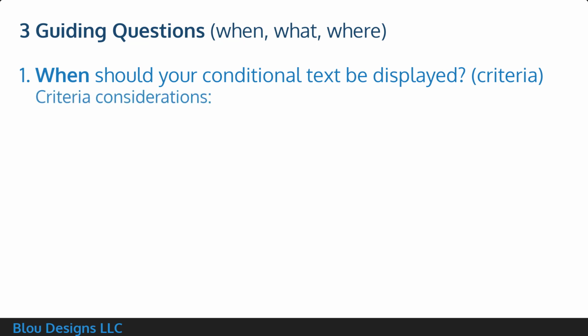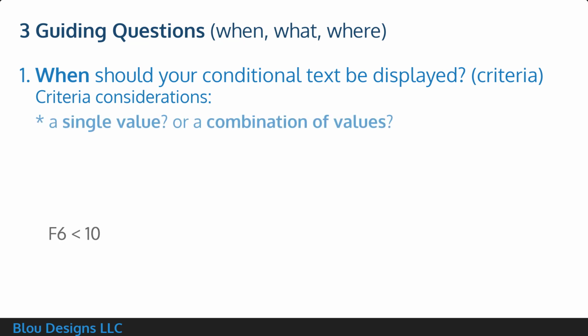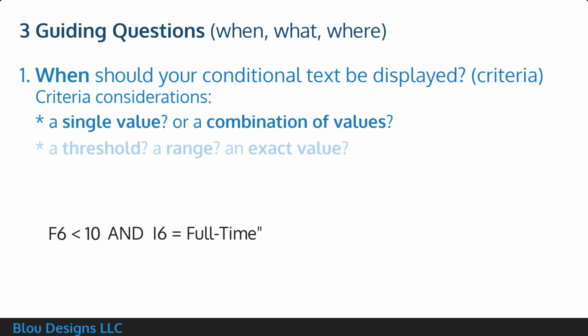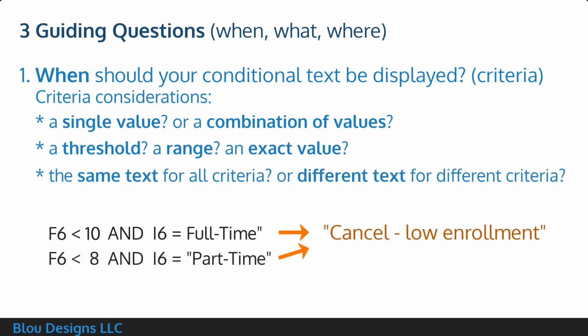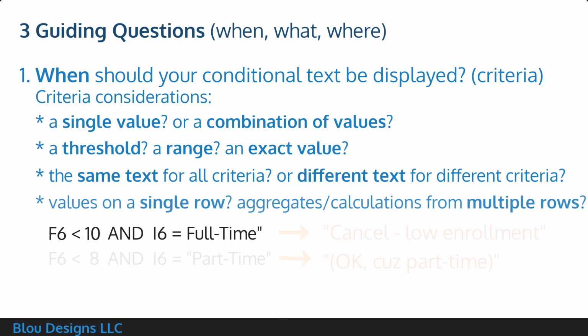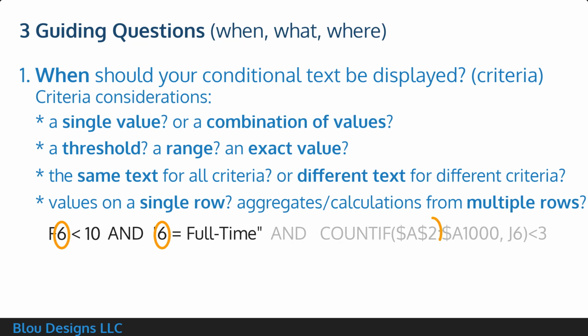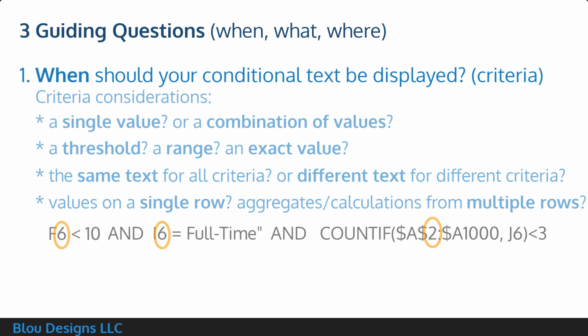Here are some things to consider when defining your criteria. Are you checking a single value or a combination of values? Are you looking for thresholds, ranges, or exact values? Do you want to display the same conditional text under all conditions, or different conditional text for different scenarios? Are you monitoring values in a single row, or on the basis of aggregates or calculations across multiple rows?